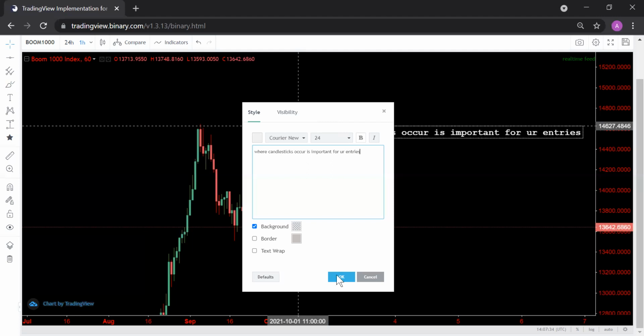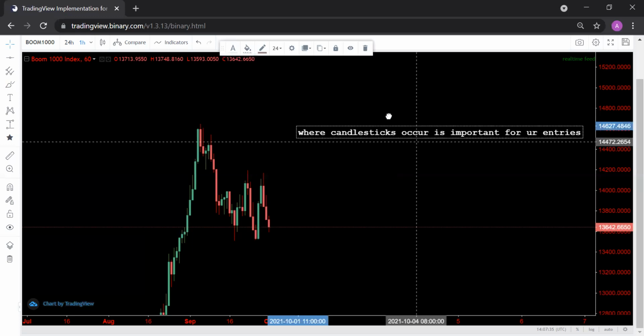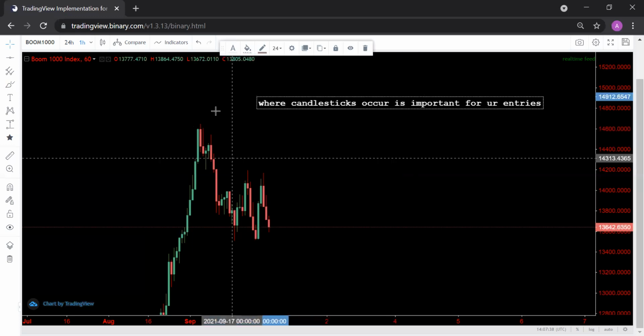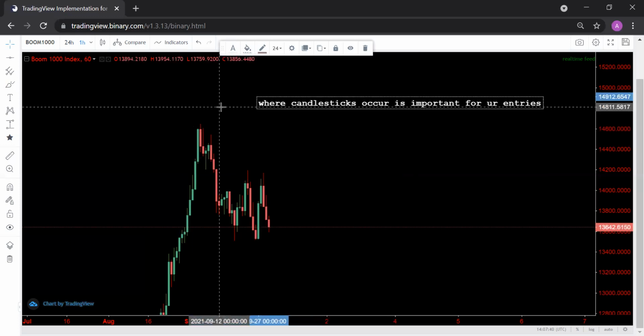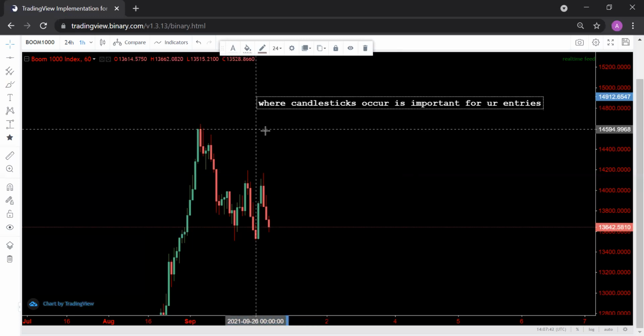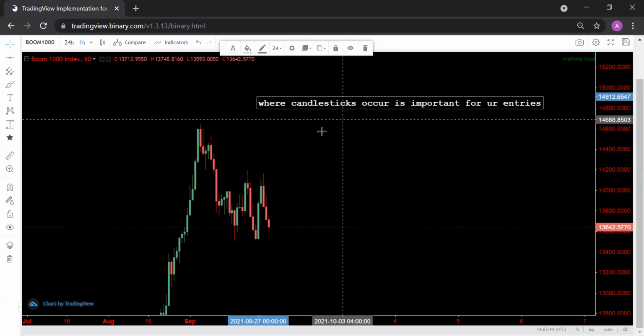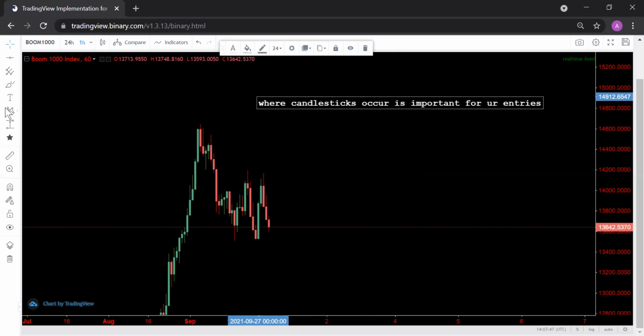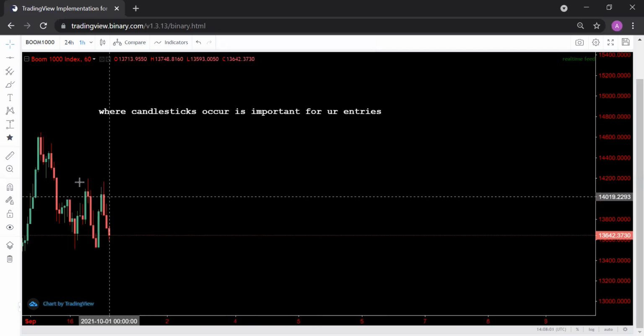Exactly, guys. Candlesticks can occur anywhere on the charts, so you wouldn't want to be trading in the middle of nowhere. So where candlesticks occur is important for your entries. Now you need to know that we are looking for candlesticks at zones of value, where we expect possible reversals or trend continuation. I want you to understand that now. So I'd like to illustrate this now, guys.